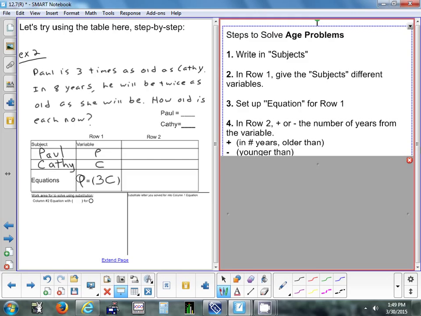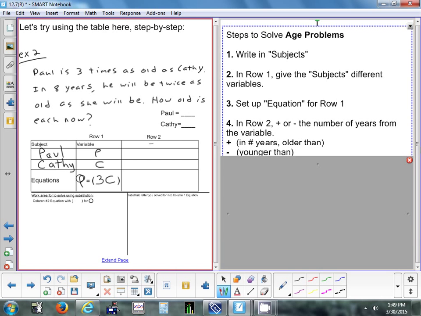So now, we already handled that first sentence. We did that right here. Now it says, in 8 years. Is that a plus or a minus? Plus, right? Look what we put for our plus. In a number of years. In 8 years. 8's a number, right? We're going to plus. That's what I'm going to put as my heading for my next row. Plus what number? 8. Plus 8. So whatever variable I have for my subjects, I'm going to add 8 to that.